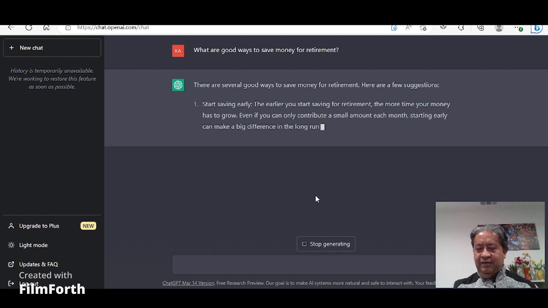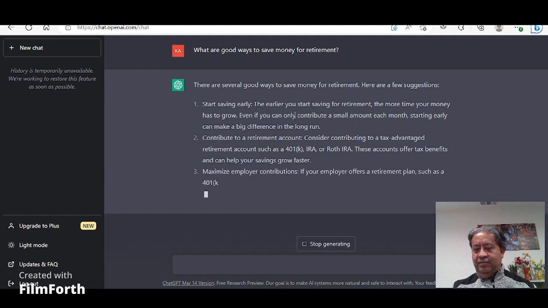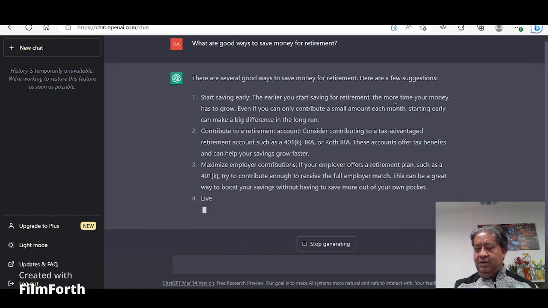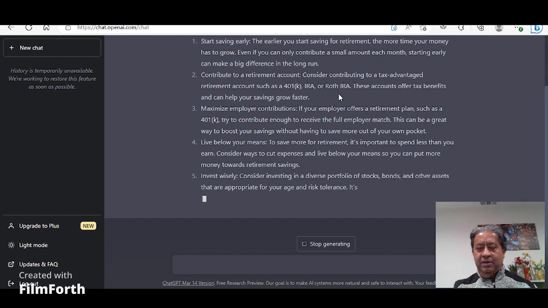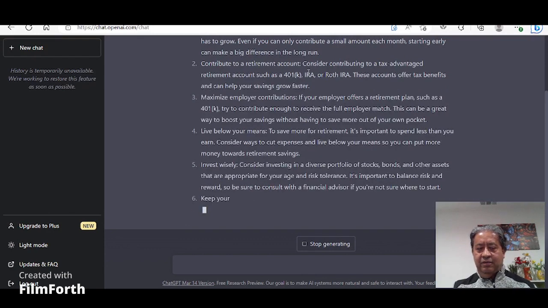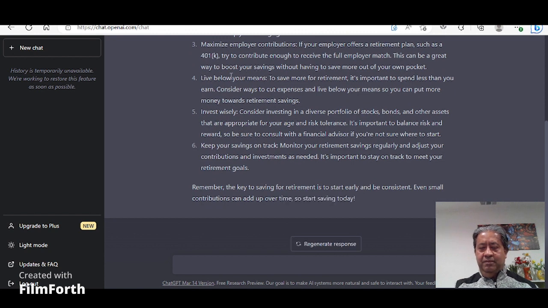So the answers coming are, number one, start saving early. The earlier you start saving for your retirement, the more time you have to grow, even though you can contribute a small amount of money. Number two is contribute to a retirement account. Number three is maximize employer contribution. Number four, live below your means to save more money for retirement. It is important to save less than what you earn. Consider ways to cut expenses. Invest wisely. Consider investing in a diverse portfolio, etc.